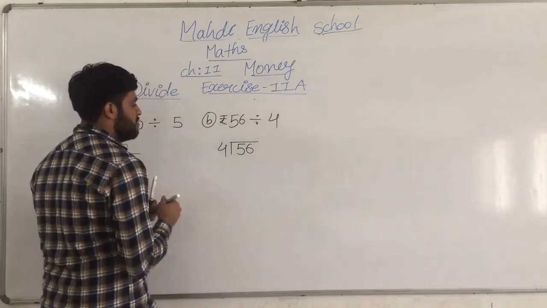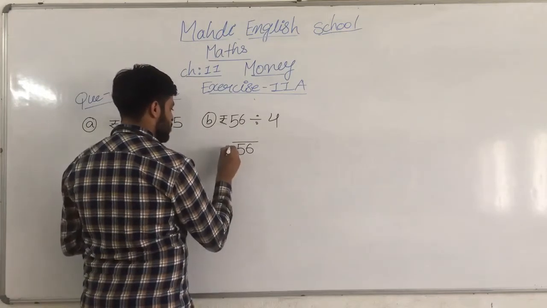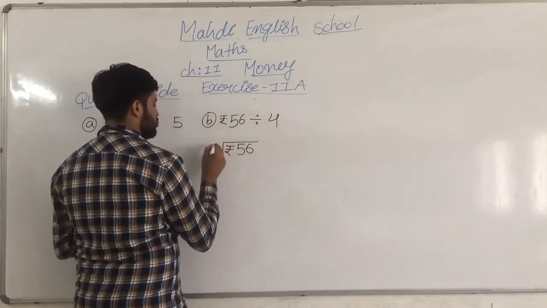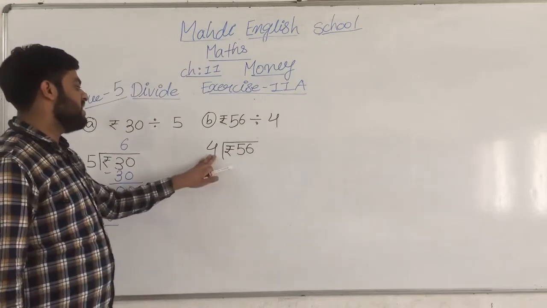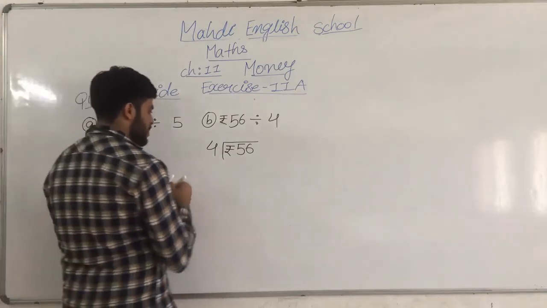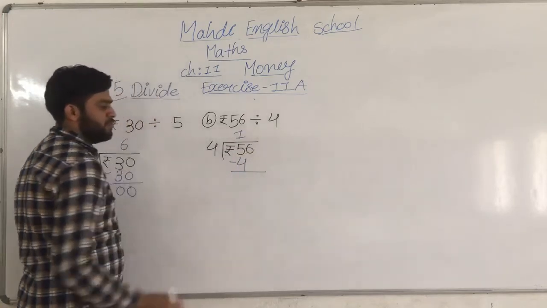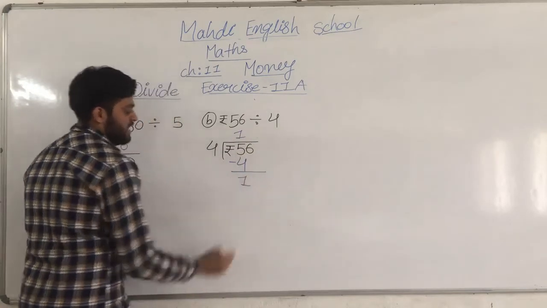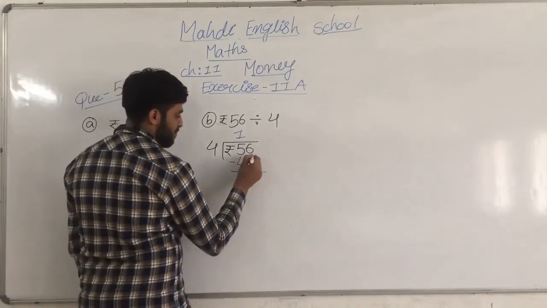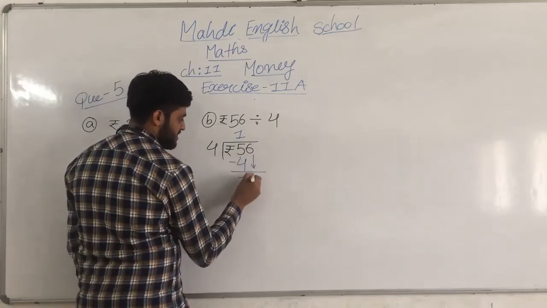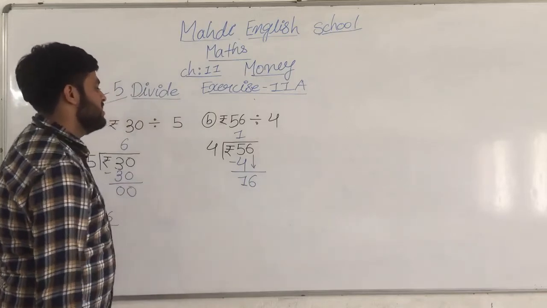56 rupees divided by 4. So in table number 4, my dear students, 56 will come or not? So how many digits are we going to take? We are going to take only one digit. 4 ones are 4. 5 minus 4, how many left? 1. And then what to do? Then after, we bring down the further digit. So here I am bringing down 6.